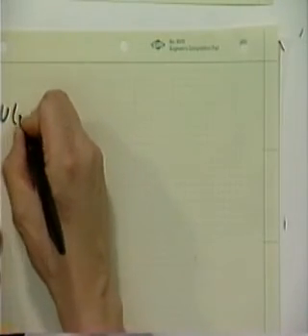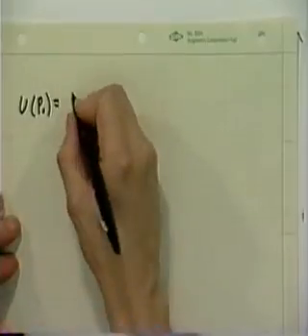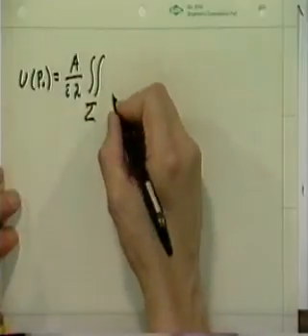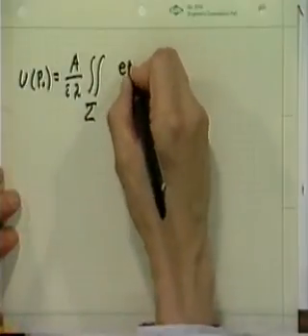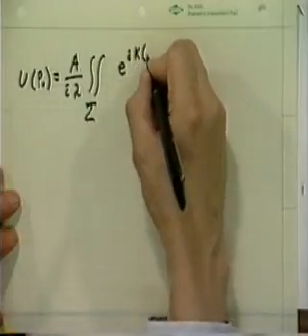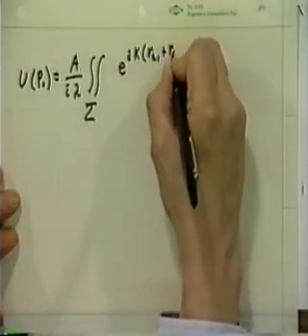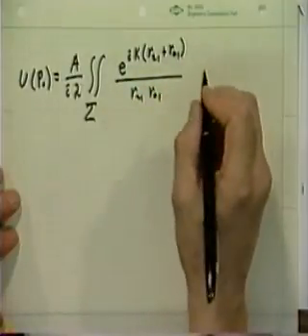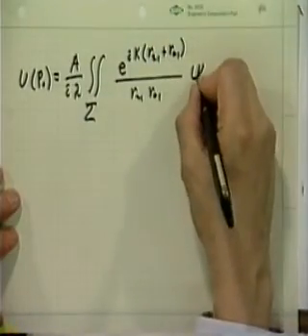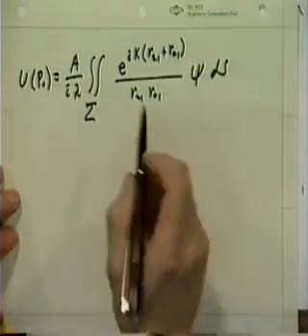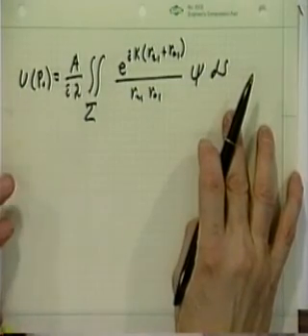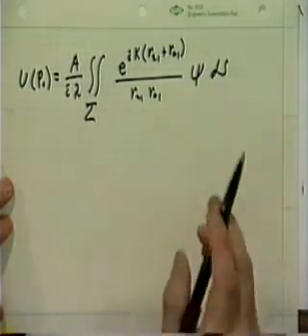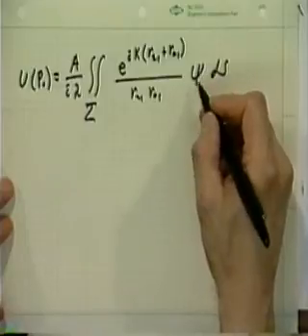we got a result that said U of P naught was equal to A over i lambda, integral over the open portion of the aperture, and we got an e to the i k (R21 plus R01) divided by R21 R01. And then we get another factor here I'll call psi ds. We got this same result for the Kirchhoff theory, and we got it for Rayleigh-Sommerfeld, both Green's functions. The only difference is what this psi is here.